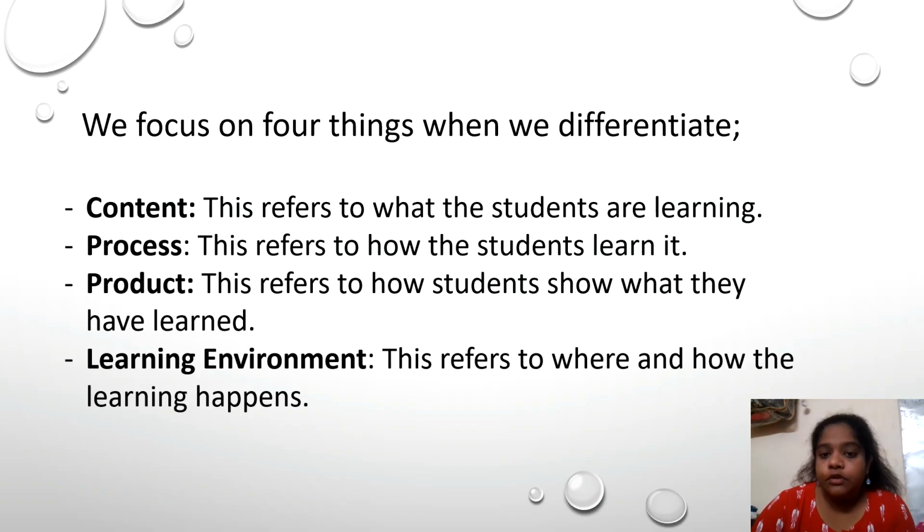We are going to focus on four things when we talk about differentiation: content, process, product, and the learning environment. Content is what my students are going to learn. Process is how my students are going to learn it. Product is how the students show the improvement in learning, or what they have learned at the end. Learning environment refers to where and how learning happens.